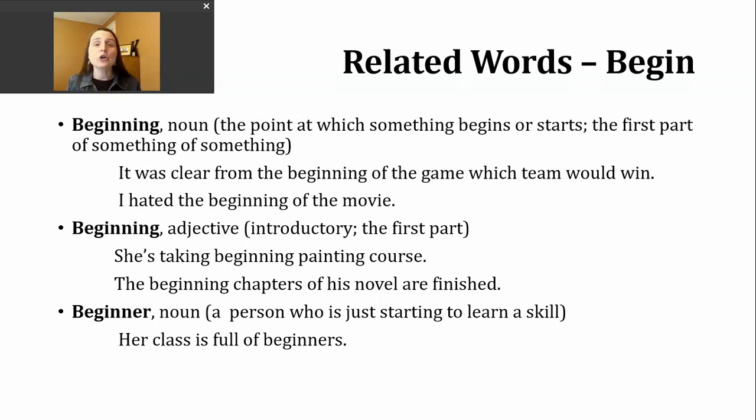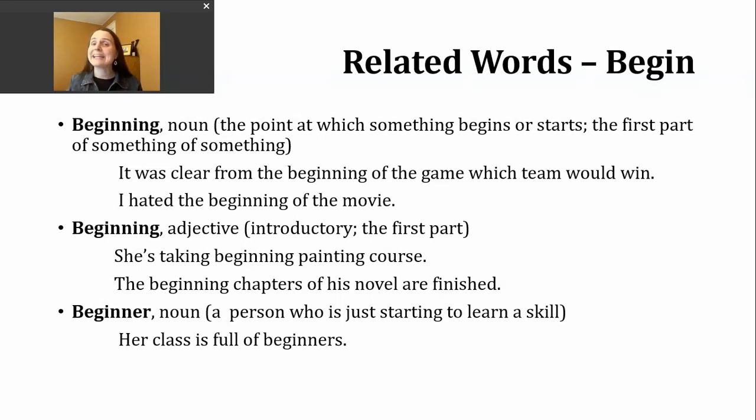So beginning could be the point at which something begins or starts. Here's an example of that usage. It was clear from the beginning of the game which team would win. So as soon as the game started, we had a good idea. One team will clearly be the winner for whatever reason. A second way to use this noun is to mean the first part of something. So an example of that could be, I hated the beginning of the movie.